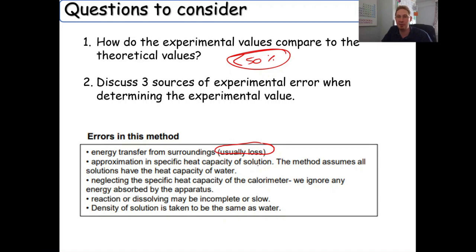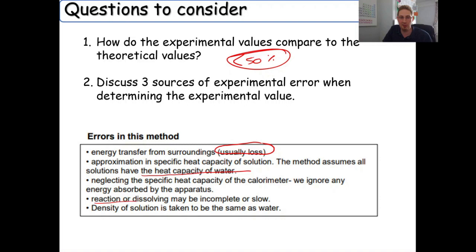Approximating the specific heat capacity of the solution. The method assumes all solutions have the heat capacity of water. That's probably not a bad assumption, but if you're going away from water, so things that are more sticky or gloopy or different liquids, then that certainly is a problem. I'd say that this was potentially a problem. Neglecting the specific heat capacity of the calorimeter. Some energy is absorbed by the apparatus, by the polystyrene cup, by the thermometer.